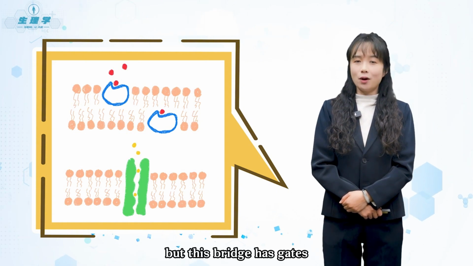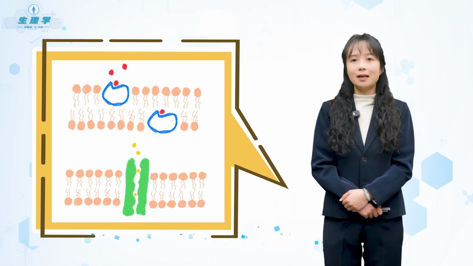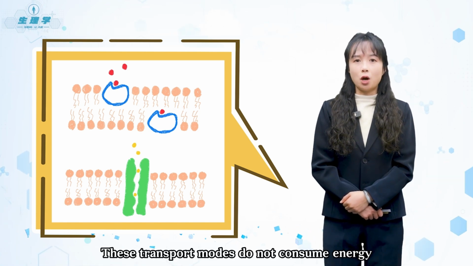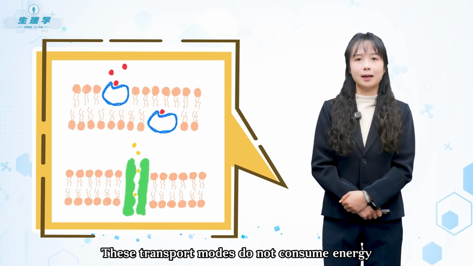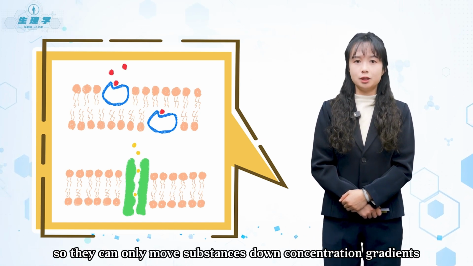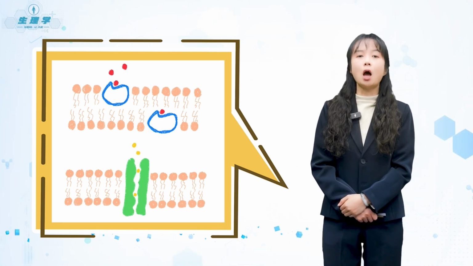But this bridge has gates, which open only under certain conditions. Simple diffusion is like swimming across directly. These transport modes do not consume energy, so they can only move substances down concentration gradients, that is, from the high to the low concentration side.